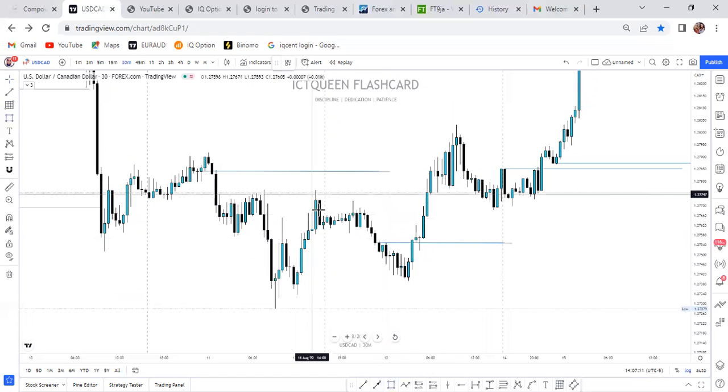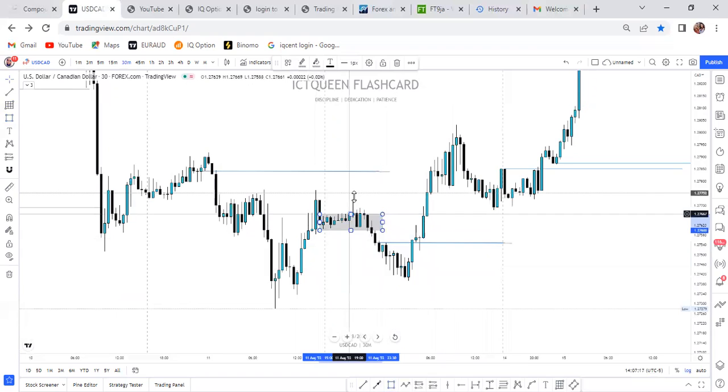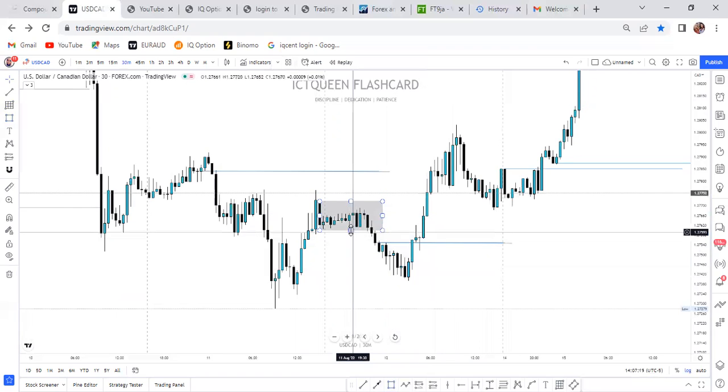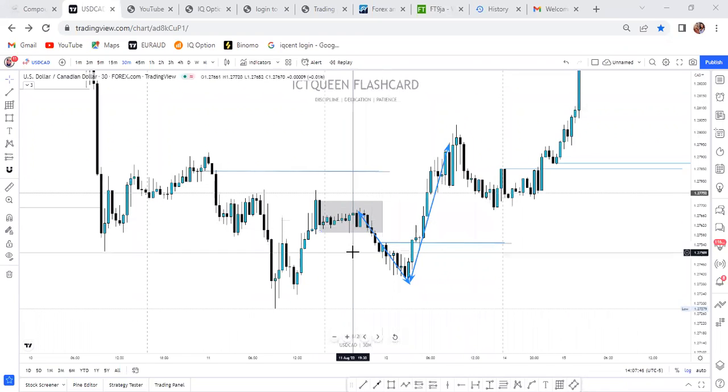Our true day open. We see the accumulation. This is the Asian range, just above the open price, right? We see the manipulation trading down the open price. Then, guys, we see the distribution above the open price. We see the accumulation just around the open price. We see the manipulation trading down the open price. Then we see the distribution just above the open price.